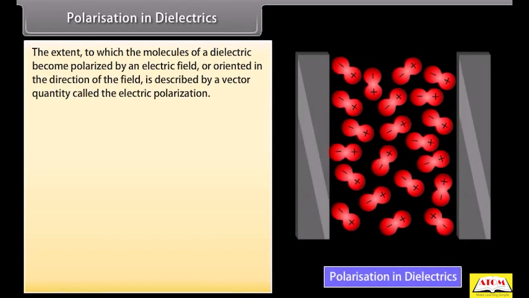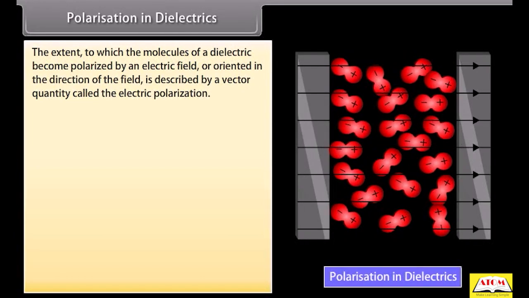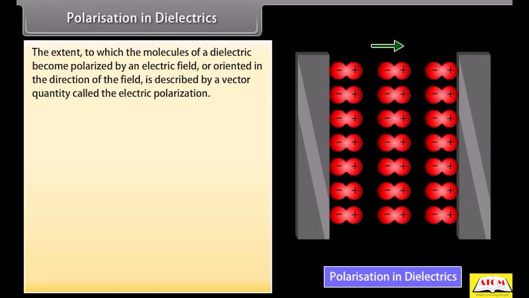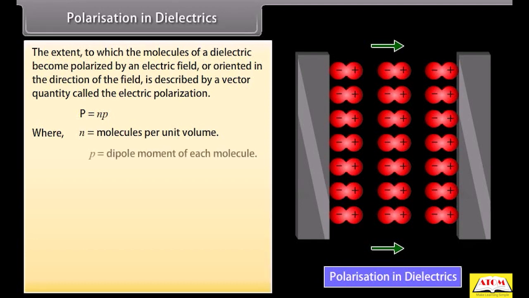Polarization in dielectrics. The extent to which the molecules of a dielectric become polarized by an electric field, or oriented in the direction of the field, is described by a vector quantity called the electric polarization. P is equal to Np, where N is the number of molecules per unit volume and p is the dipole moment of each molecule.